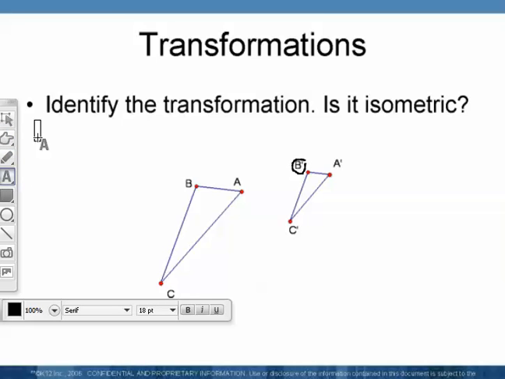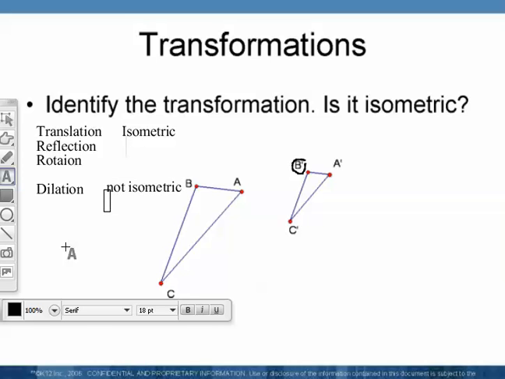One of the first ones you'll understand is a translation. One of the next ones is a reflection, R-E-F-L-E-C-T-I-O-N, reflection. Then there's a rotation. Okay? And then the last one is a dilation. Now, these three up here are isometric. This one down here is not isometric.